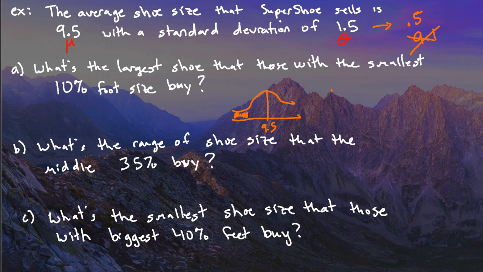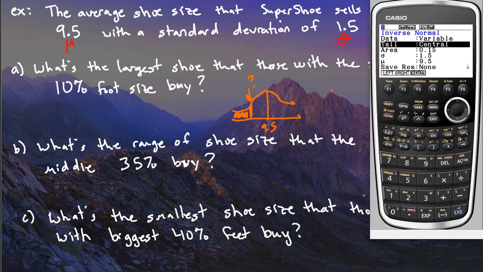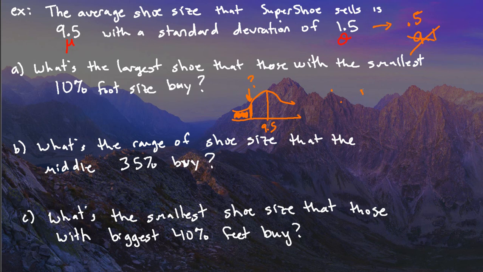Well, that'll be over here. These are the small feet people, and we want to know what's this value right here. What's the largest shoe that they might buy? So our area is 0.1. We want the smallest 10%, and our tail is left. We want the left side. All right, and that gives us 7.757. Because shoe sizes come in half increments, the largest that they would buy is 7.5.